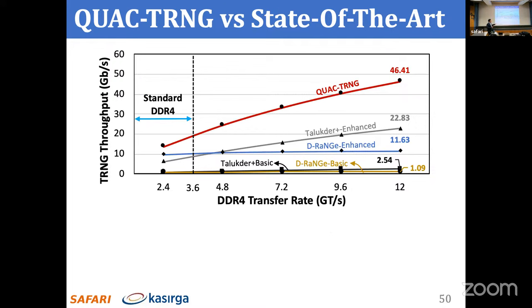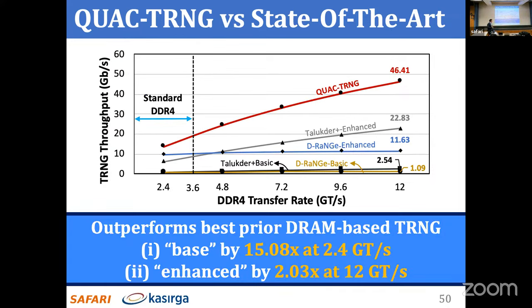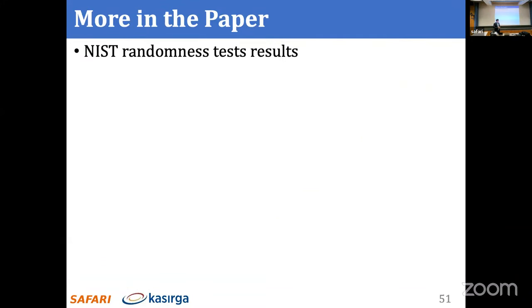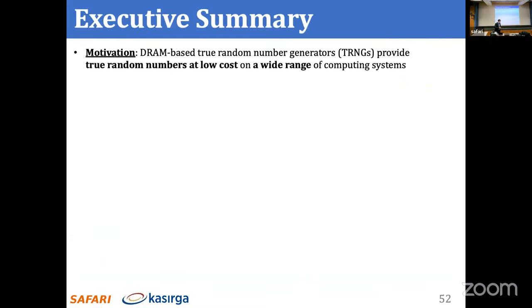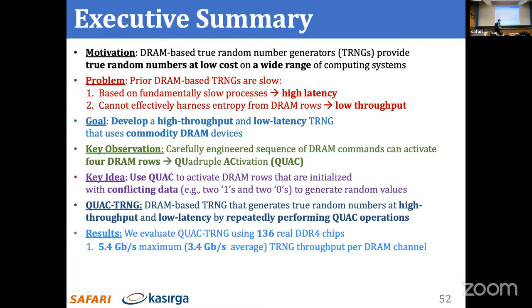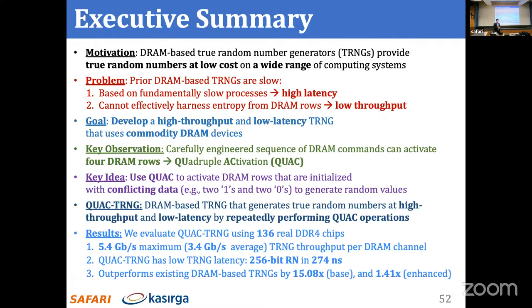This plot shows the throughput on the y-axis and the DDR4 transfer rate on the x-axis. Now we project that the DDR4 transfer rate is going to increase, and you see some values that don't exist in the real standards here. But the key idea is that as DDR4 transfer rate increases, QUAC-TRNG provides higher benefits over the state of the art. We have more details in the paper, and that's it for QUAC-TRNG, I guess, in 26 minutes.